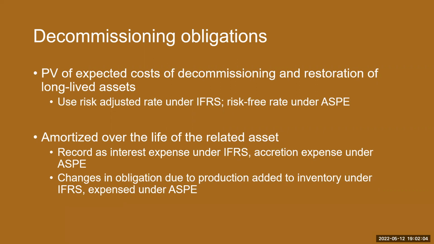So what the company will need to do is add the present value, the $4 million that you calculated, to the cost of the oil well asset, and then depreciate it over the life of the asset, as well as set up a liability for decommissioning. Under ASPE, they call it asset retirement obligation, ARO. IFRS just uses slightly different language. They call it a decommissioning provision.